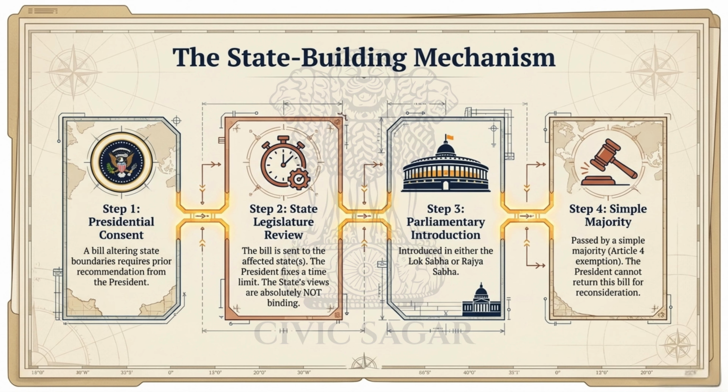The President fixes a strict time limit for this review, but it is crucial to note that the views expressed by the state are absolutely not binding on the Parliament. Step 3. Parliamentary introduction. Once the review process is complete, the bill is introduced in either House of Parliament, the Lok Sabha or the Rajya Sabha. Step 4. Simple majority. Finally, the bill is passed by a simple majority. Because of the bypass exemption provided under Article 4, this is not considered a formal constitutional amendment under Article 368, and the President does not have the power to return the bill for reconsideration.